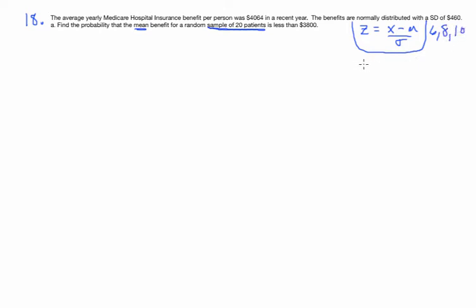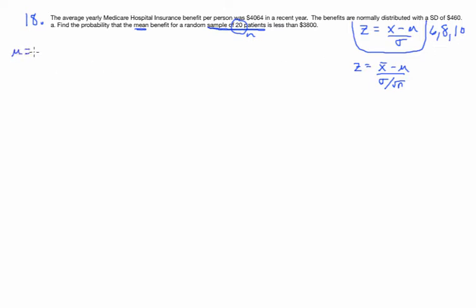For this problem, number 18, you're going to use the central limit theorem. You're going to use this formula: the mean of a sample minus the population mean over the standard deviation divided by the square root of n, where n is the number of patients. That's basically the only difference in this problem versus the problems that you worked in 6, 8, and 10.